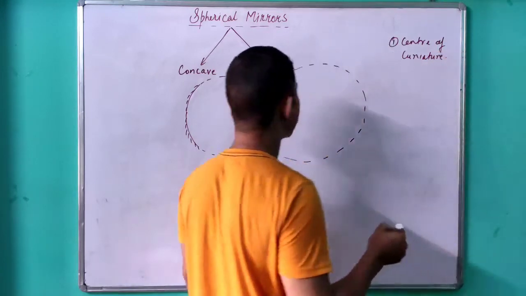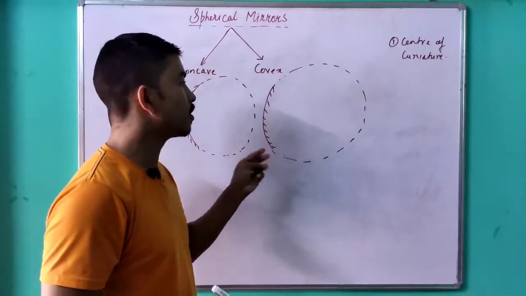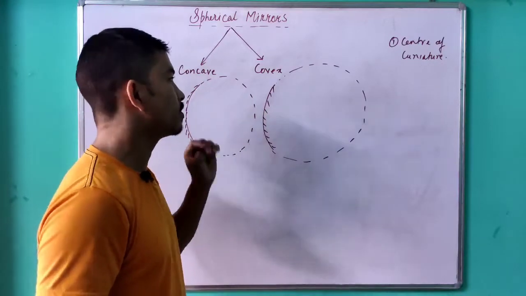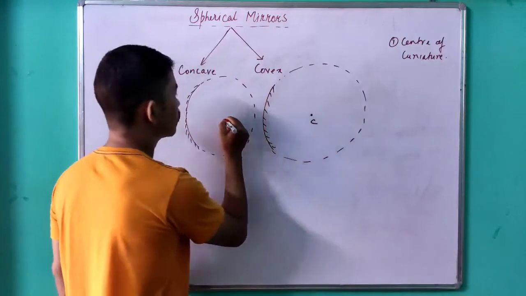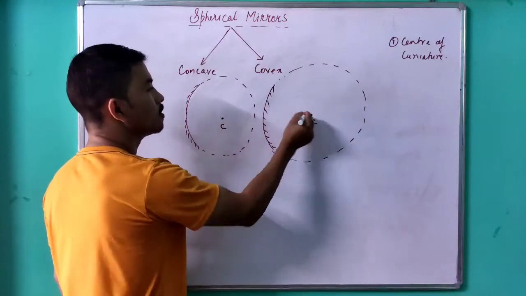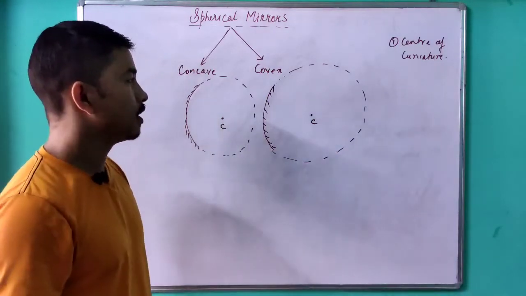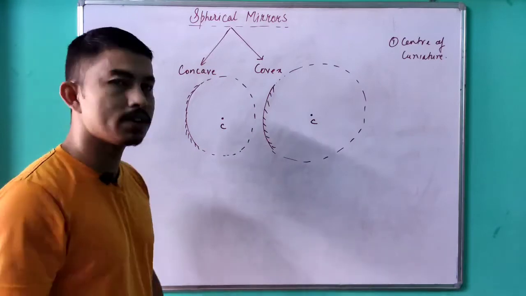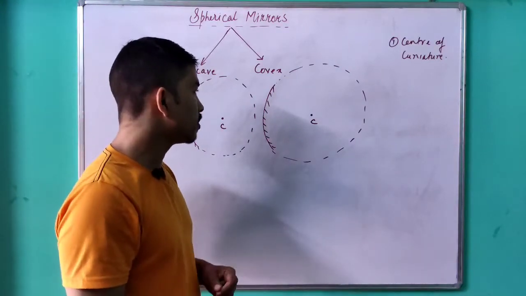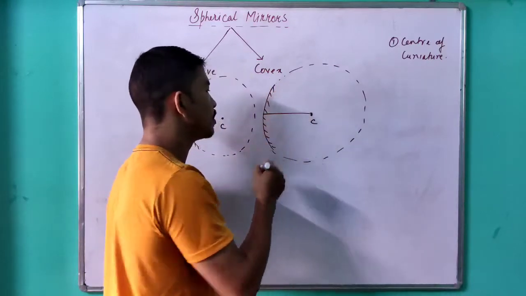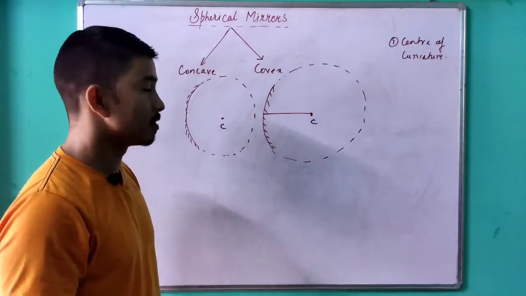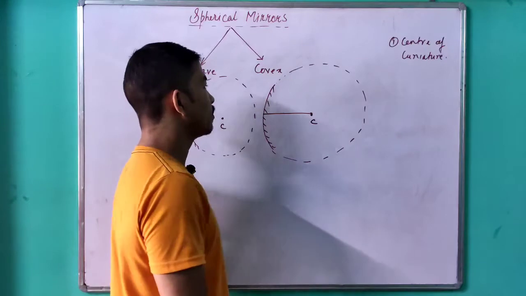What is the center of curvature? The center of curvature is the center of that hollow sphere whose part is a mirror. So if I have here the center of the sphere C, here also I have the center of the sphere C. This point is known as the center of curvature. The second is the radius of curvature. The radius of the sphere whose part is a mirror is known as the radius of curvature. Then we have the principal axis.